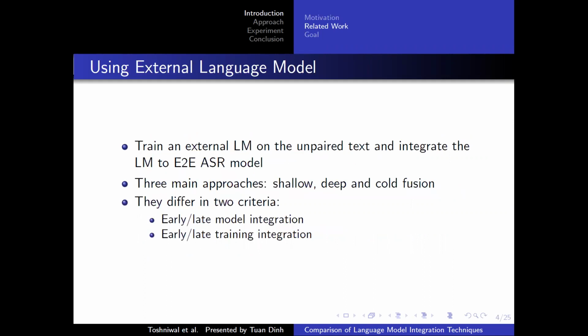One approach is to train an external language model on the unpaired text and then integrate the language model into the end-to-end ASR model. There are three ways to integrate the language model: shallow fusion, deep fusion, and cold fusion. The three differ in two criteria. The first criterion is early or late model integration. The second criterion is early or late training integration.